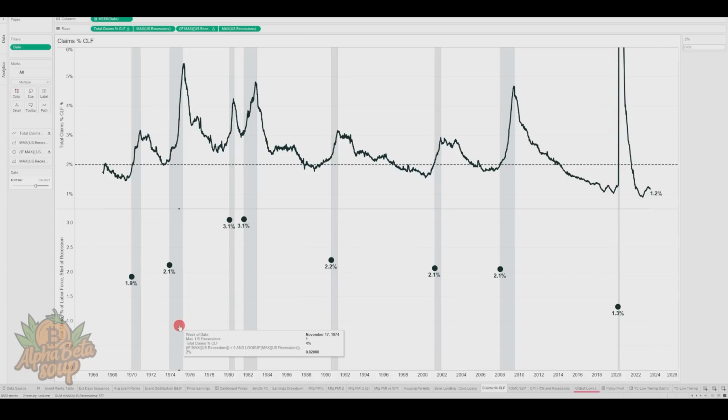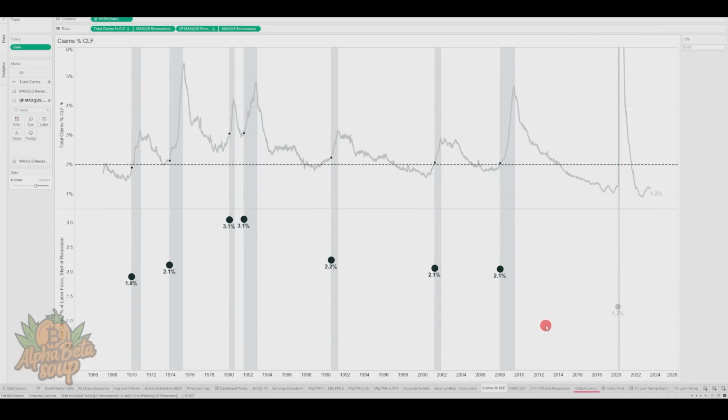2% seems like a solid threshold for where recessions usually begin. So where are we today? We're at 1.2%. So we're down here below the COVID threshold. We are not yet at anywhere near these values up here.